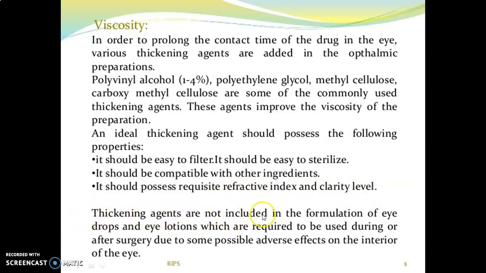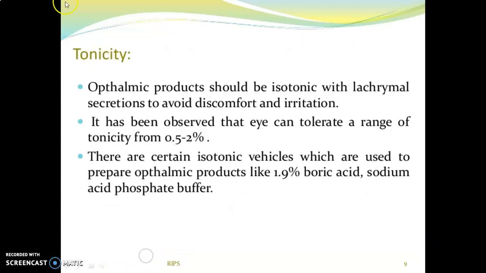Thickening agents are not included in the formulation of eye drops and eye lotions which are required to be used during or after surgery, due to possible adverse effects on the interior of the eye. Tonicity: ophthalmic products should be isotonic with lacrimal secretions to avoid discomfort and irritation. It has been observed that the eye can tolerate a range of tonicity from 0.5 to 2%. There are certain isotonic vehicles which are used to prepare ophthalmic products, like 1.9% boric acid, sodium acid phosphate buffer.